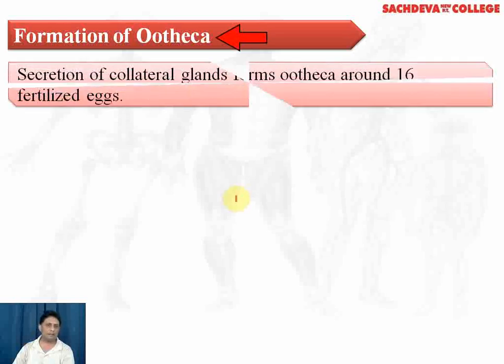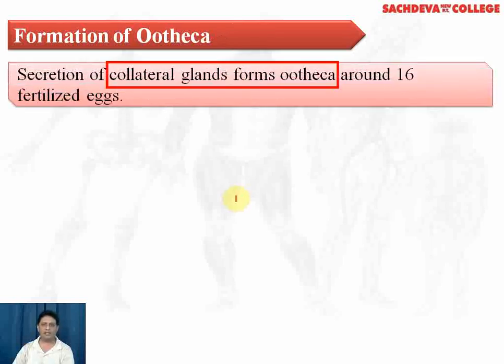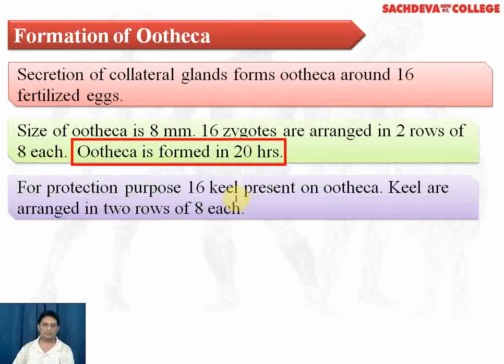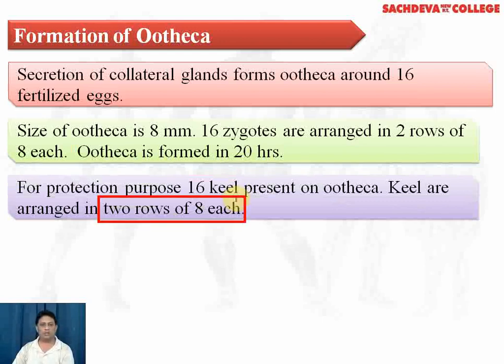Formation of ootheca. Secretion of the collateral gland forms the ootheca around 16 fertilized eggs. Therefore, each ootheca contains 16 developing embryos. The ootheca is formed in about 20 hours. And for protection, 16 keels, these are tough structures, are present on the ootheca. Keels are arranged in 2 rows of 8 each.